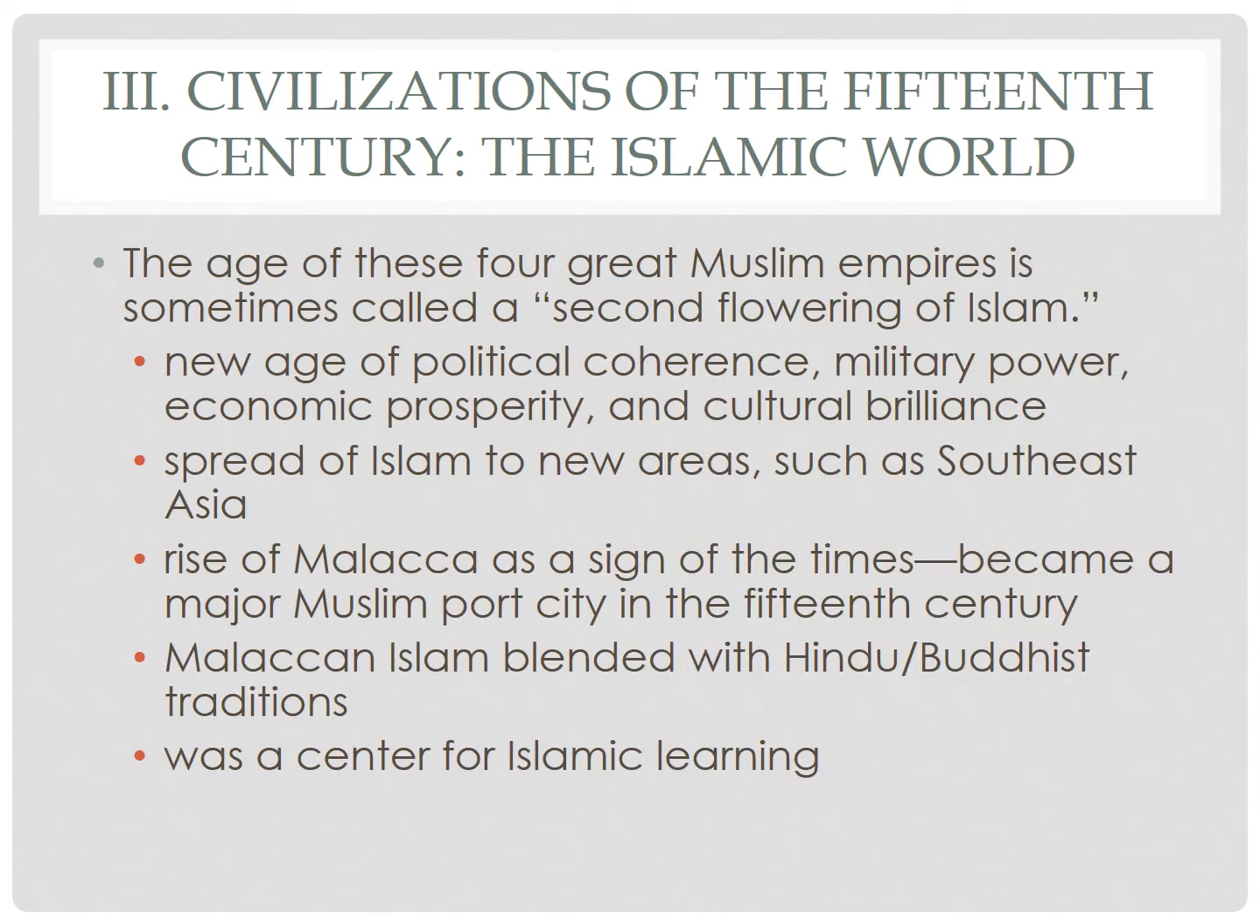So this age of the four great Muslim empires is sometimes called a second flowering of Islam. It's a new age of political coherence. Again, you have four large empires, strong military power, economic prosperity, and cultural brilliance. It also spread Islam to new areas such as Southeast Asia, and gave rise to many different centers of learning that is going to in turn help to spread the faith into different territories.